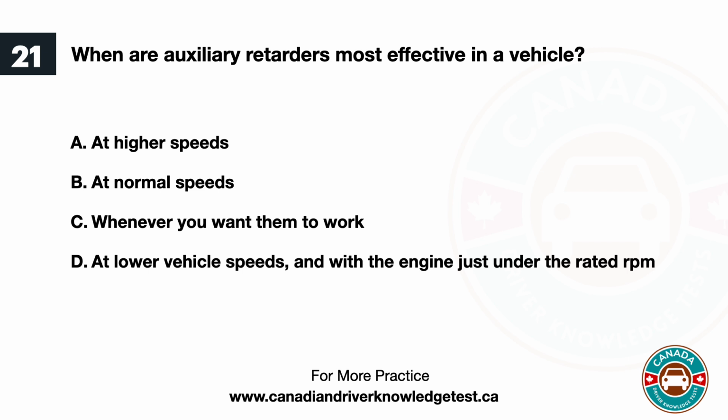Question 21. When are auxiliary retarders most effective in a vehicle? A. At higher speeds. B. At normal speeds. C. Whenever you want them to work. D. At lower vehicle speeds and with the engine just under the rated RPM. The answer is D. At lower vehicle speeds and with the engine just under the rated RPM.